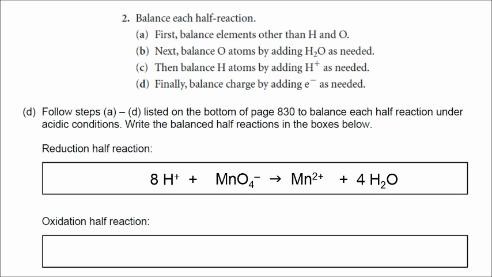The total charge on the right is +2. The total charge on the left is +7. So we have to add 5 electrons on the left to balance the charge. For our oxidation half reaction, we start with C2O4 2-, the oxalate ion, and we go to carbon dioxide.